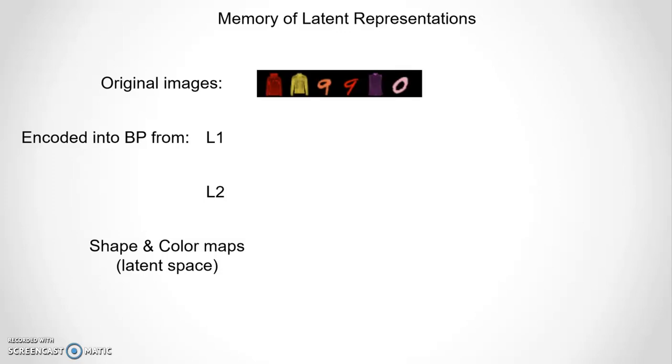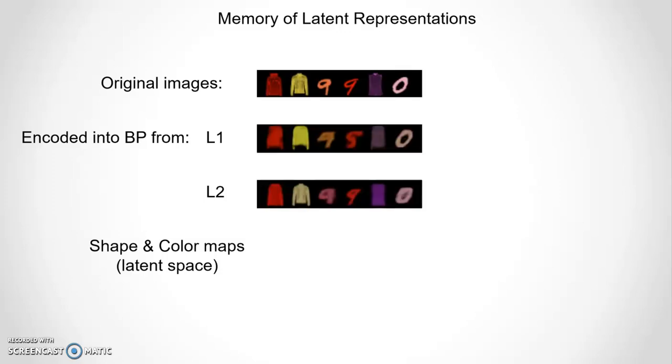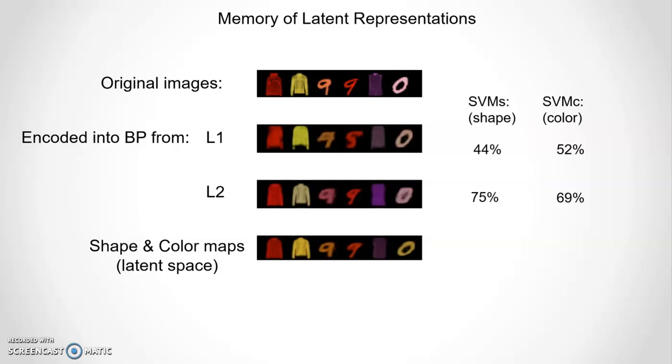And this is how memory retrievals look like for L1, L2, and shape and color maps. We can see the quality of the retrieved images are better when information is encoded from higher levels of the visual system, such as the latent space here. This is also evident in the classifiers' accuracy, which shows a higher accuracy for the latent space compared to L1 and L2.